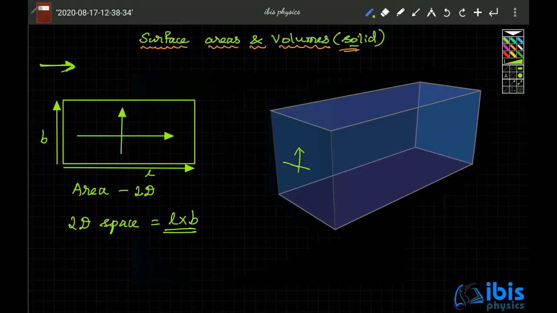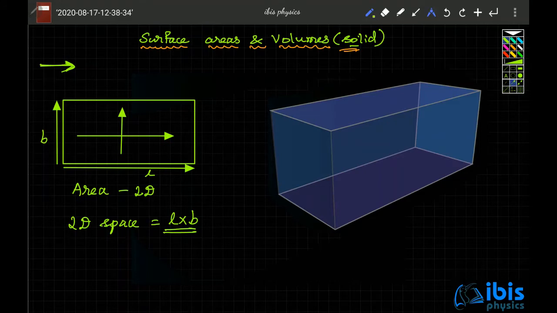In simple terms, suppose you are sitting here: in front of you and behind you this classroom is extended, on your right and left the classroom is extended, above and below the classroom is extended. So the classroom occupies space in three directions. So the three-dimensional space occupied by a solid is what we call volume.